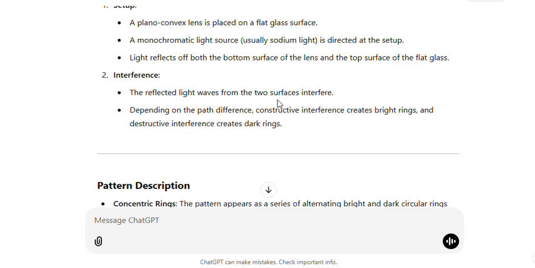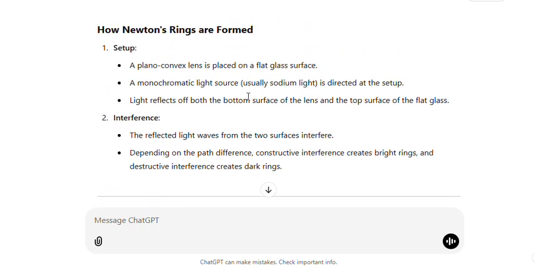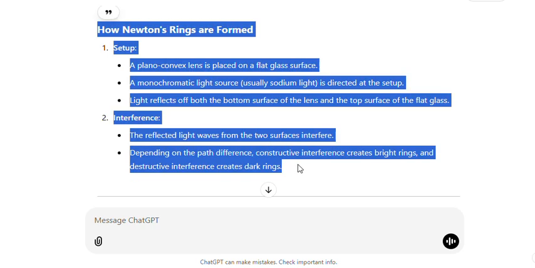A monochromatic light source is directed at the setup. Light reflects off both the bottom surface of the lens and the top surface of the flat glass. So I think we need a visual image of this. Let's try to explore some GPTs who can provide a visual image of this.